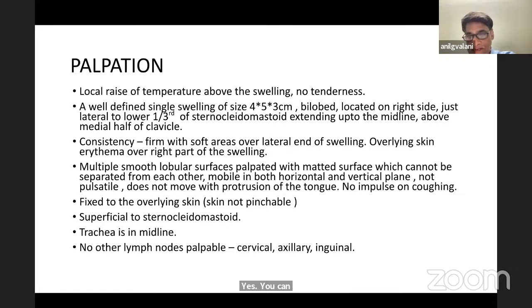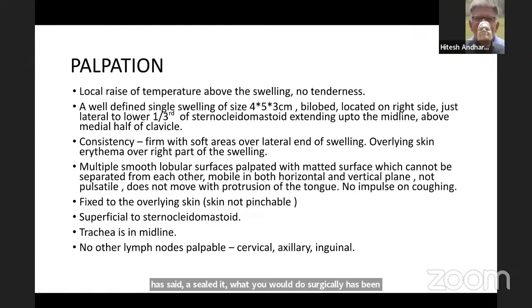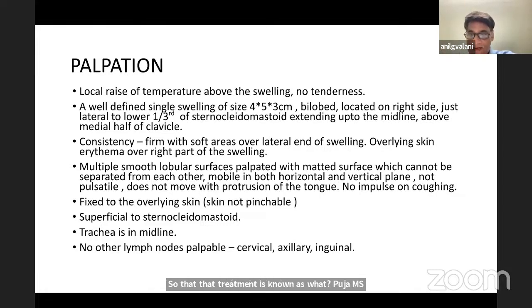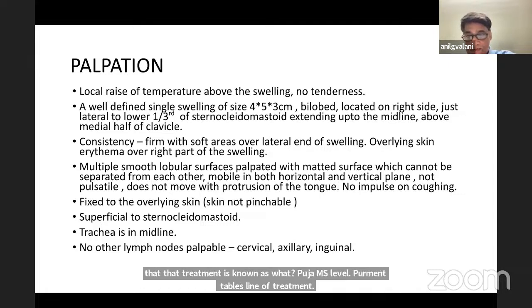You're treating the patient. Exactly. Patient's abdomen is soft. Bowel sounds are present. Patient is passing flatus. So there are some rare such cases where a perforation has occurred, and the omentum has sealed it. What you would do surgically has been done by nature. So that treatment is known as what? Pooja, MS level? Herman Taylor's line of treatment. Okay. So that is why you justify that yes, this is also possible if this is the scenario.